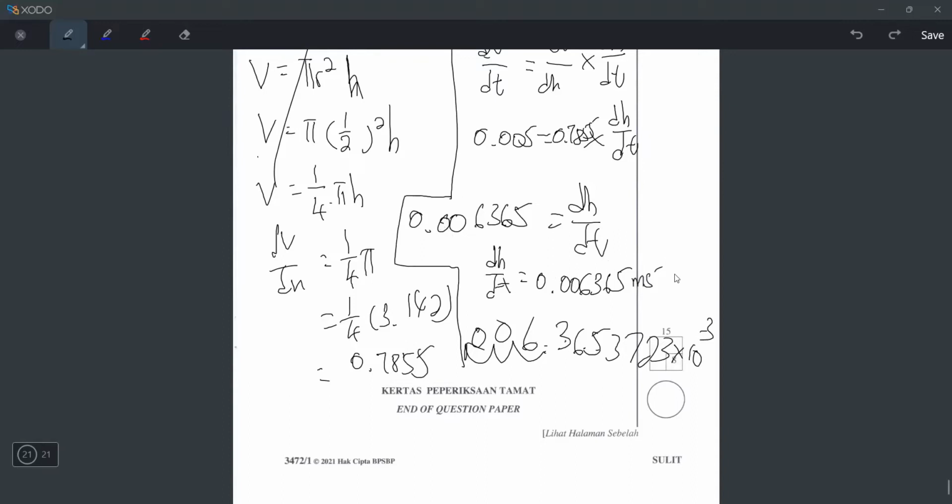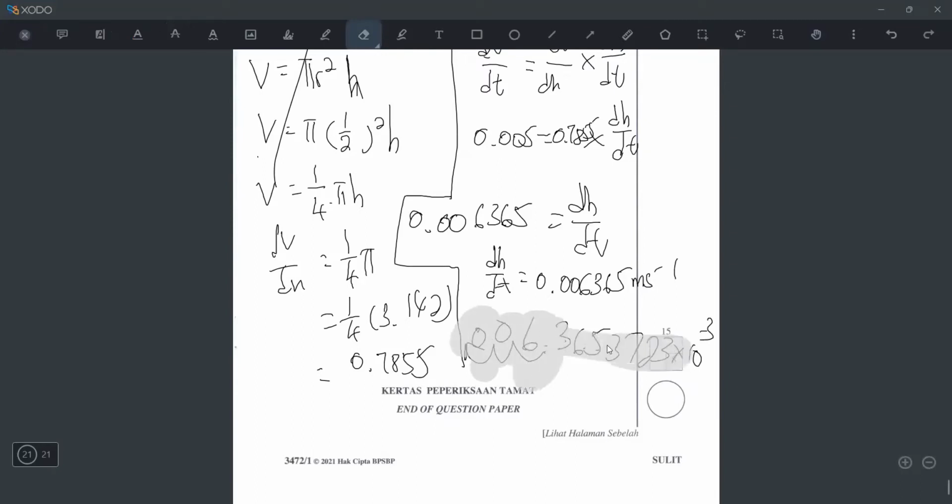Okay, yeah. And this one actually erase one. Okay, so done already. Okay, so I'm done. I'm finishing. I already finished doing this paper. So I will upload one more soon. Okay, for the MRSM paper 1.